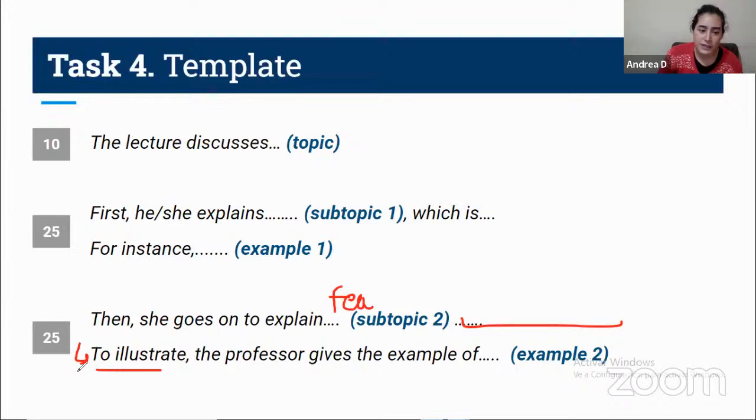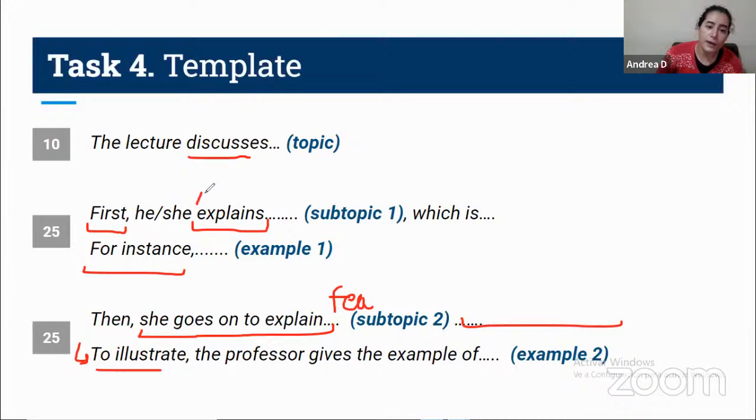So as you can see, it's all about keeping the same structure the professor used. I'm trying to use as many transitions as I can. I'm trying to sound a little bit natural as well. That's why not everything is so formal. I'm using these that are called reporting verbs, by the way. So I'm acting like a reporter, right? I'm reporting everything that the professor said.